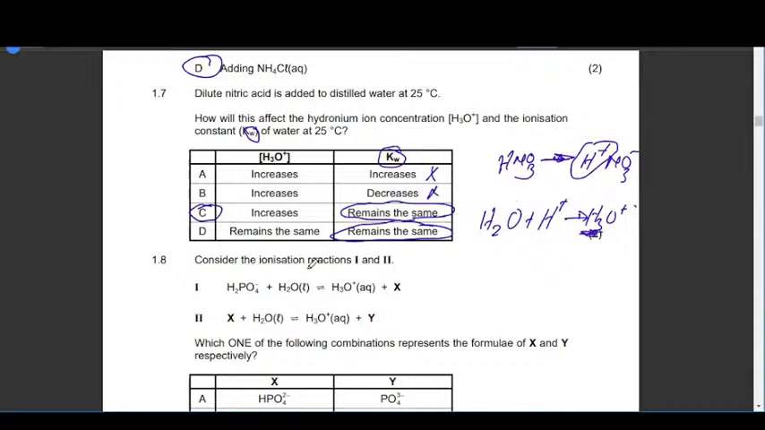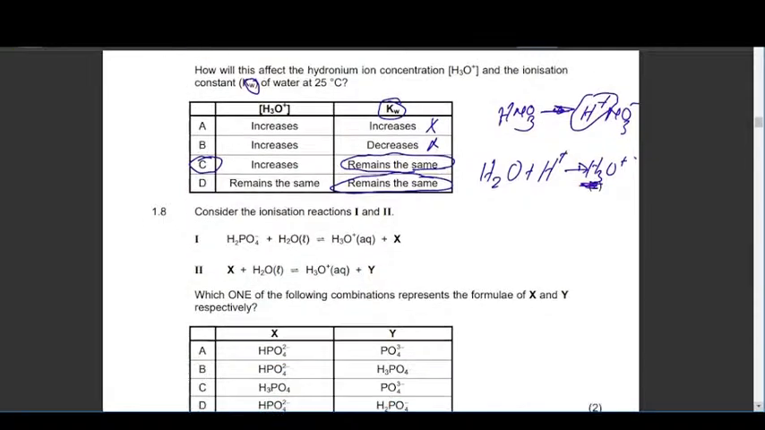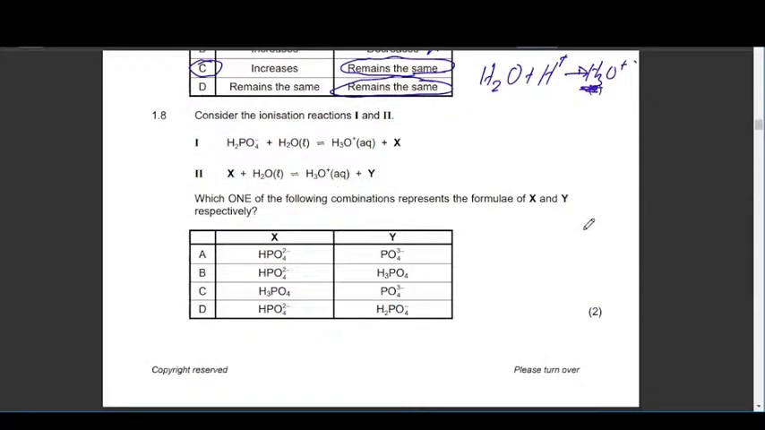1.8, consider the ionization reactions 1 and 2. They're saying that when reaction 1 ionizes in water, it gives you this and this species. And the same species plus water gives you species Y. So now what is species Y and what is species X? So remember, this is ionization. It means that it breaks down.